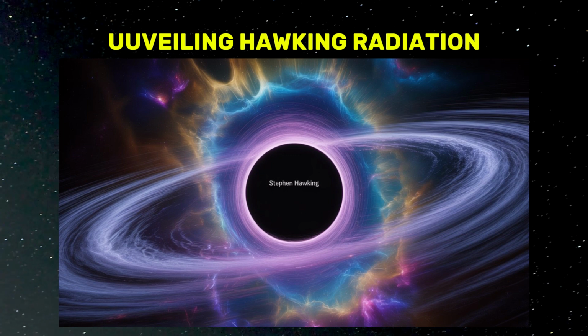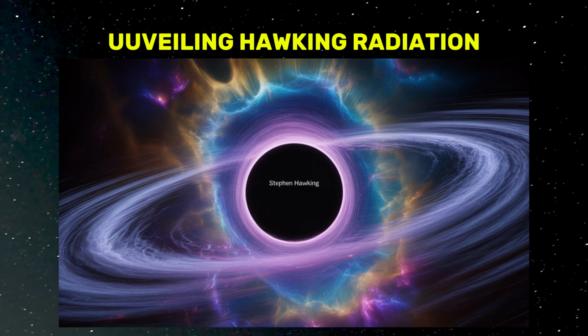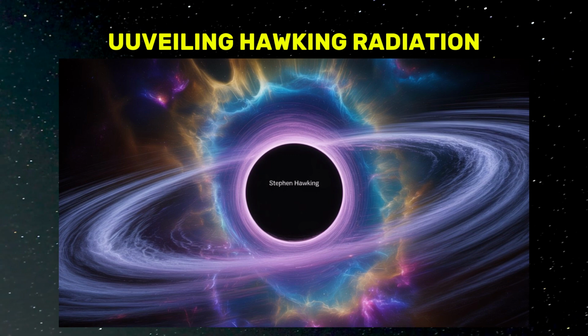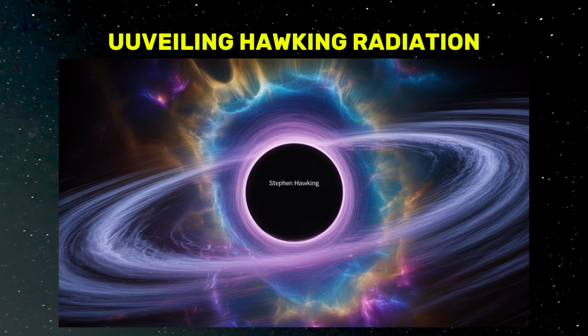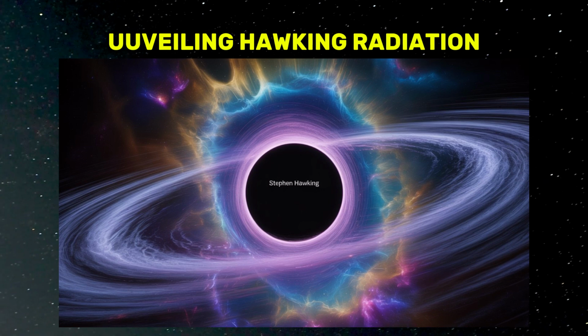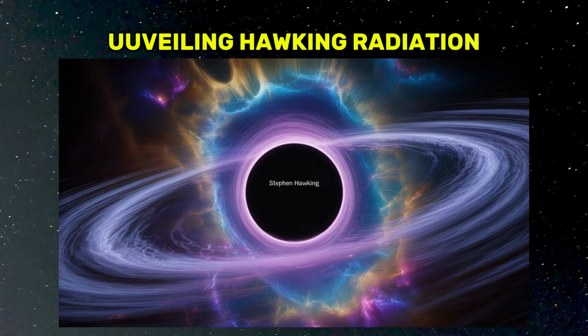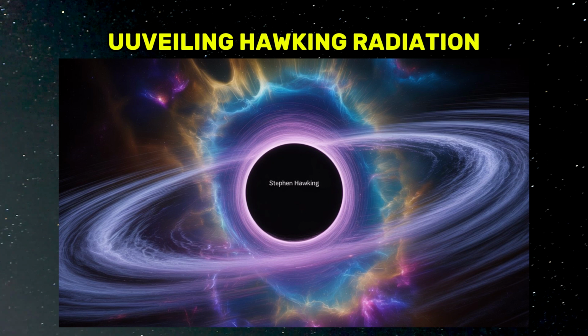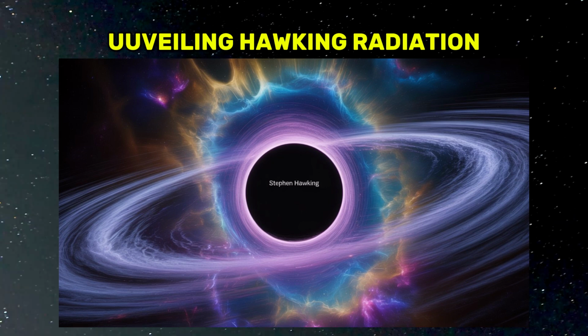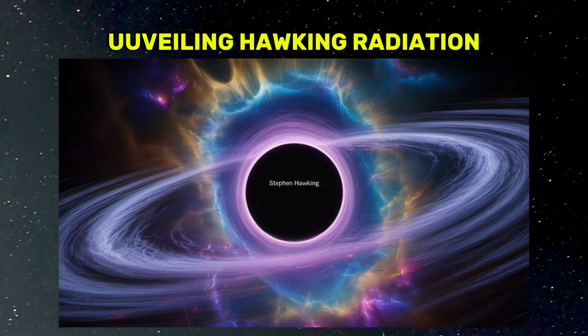If such a pair appeared near the event horizon, one particle might fall into the black hole while its twin escaped. If this happened, the escaping particle would become visible to an outside observer, appearing as emitted radiation. This outbound energy came to be known as Hawking radiation.